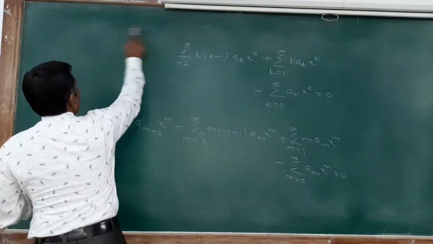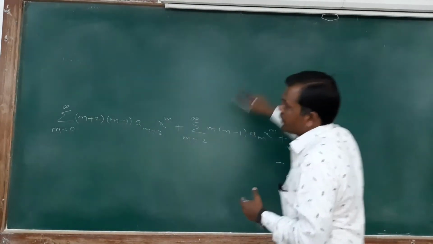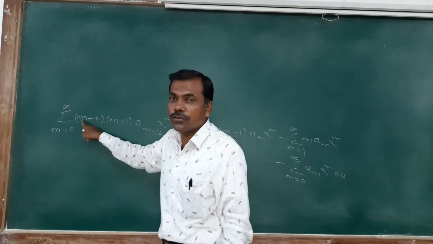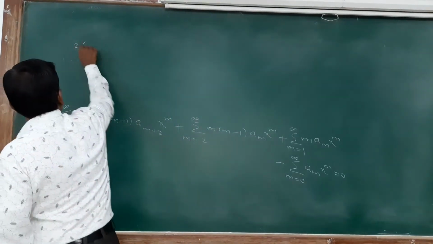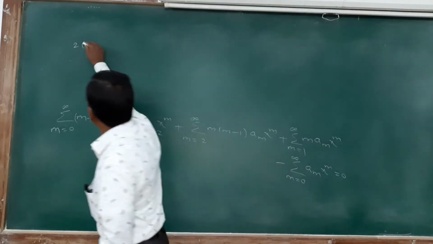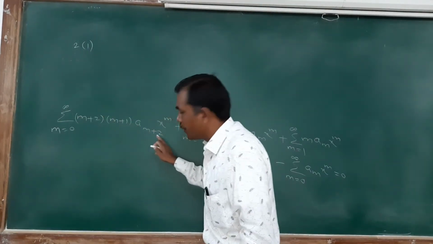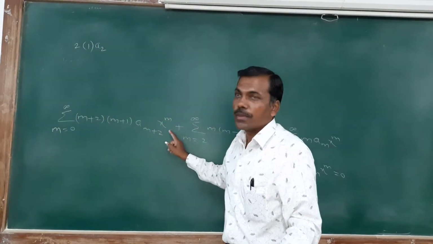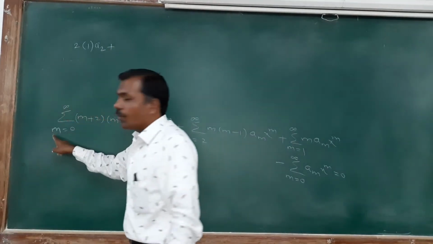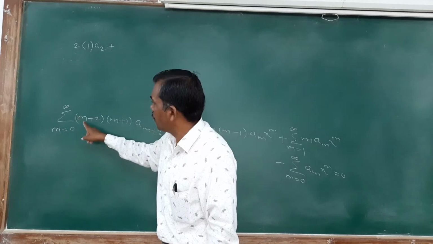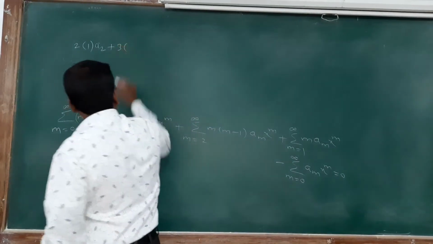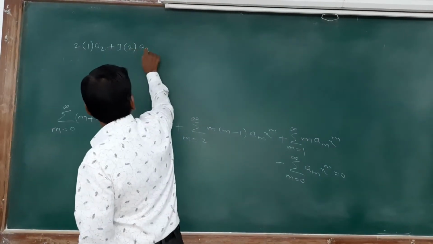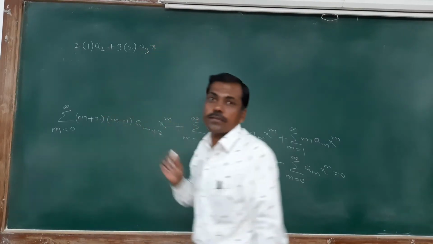See here. In the first term, my starting point is m equal to 0. So put here m equal to 0 directly. If I put m equal to 0, what I get? 0 plus 2, that is 2, into 0 plus 1, 0 plus 1 is 1. Then a 0 plus 2, that is a2. So here a2 and x raised to 0, that is 1. Plus, right, one more term. What is the next value? M equal to 1. Put here m equal to 1. 1 plus 2, 3. Then 1 plus 1, it is 2. Then a3 x. X raised to 1, that is x.